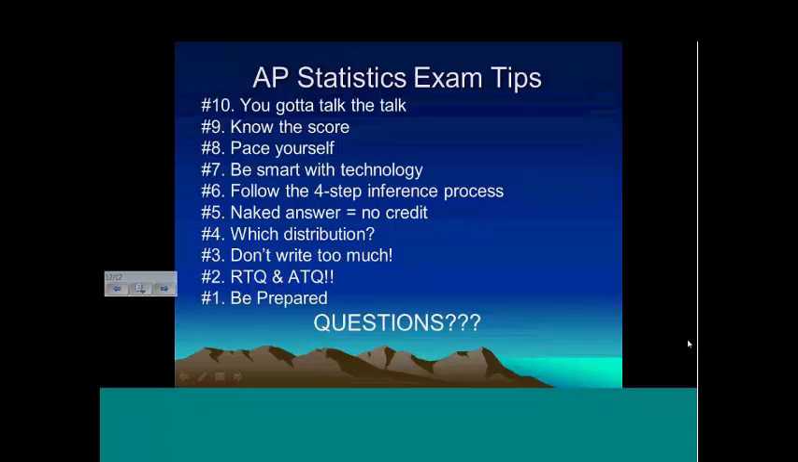The first is from Jan A. What about using PANIC for confidence intervals and PHANTOMS for hypothesis testing as a guide? And for those of you that don't know, PANIC is parameter, assumptions, name test, interval, conclusion. And PHANTOMS is parameter, hypothesis, assumptions, name test, test statistic, obtain p-value, make decision, state conclusion.